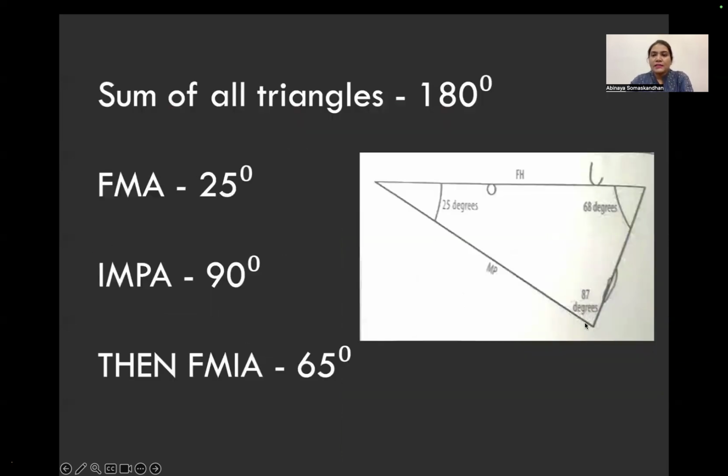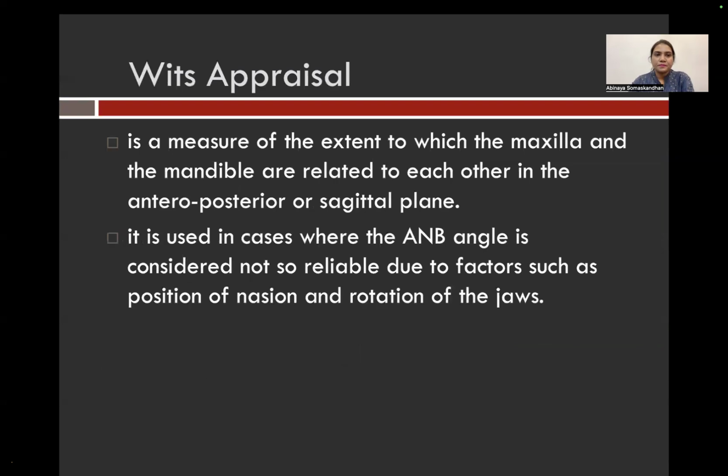So basically it is a triangle and the sum of these angles should be 180 degrees. So the FMA should be 25 degrees, the IMPA should be 90 degrees, and then the FMIA should be 65 degrees. So when we calculate in an ideal patient, the sum of these angles should be 180 degrees.